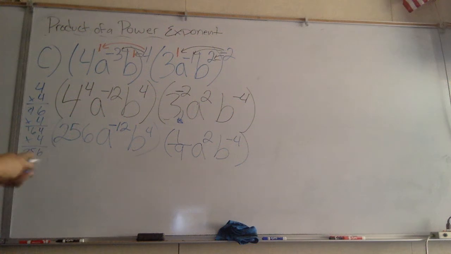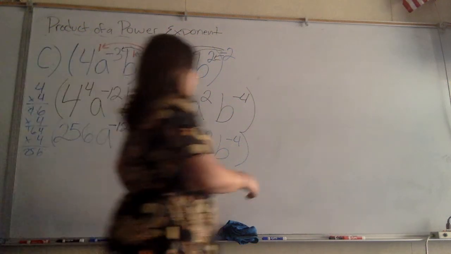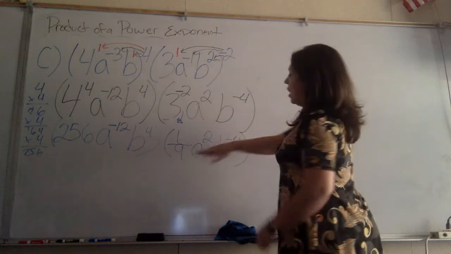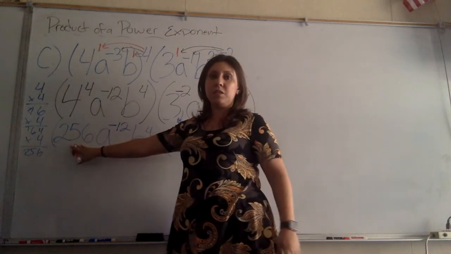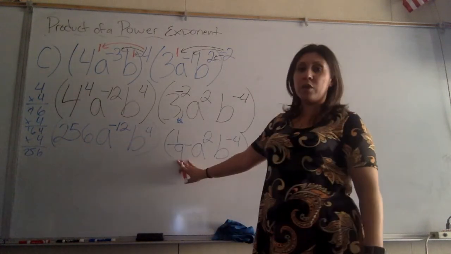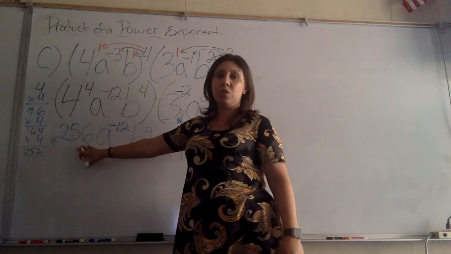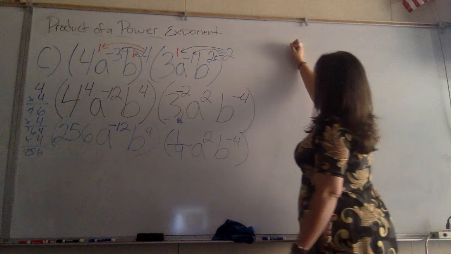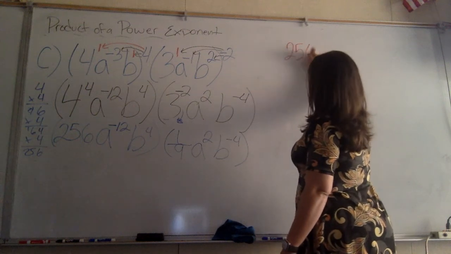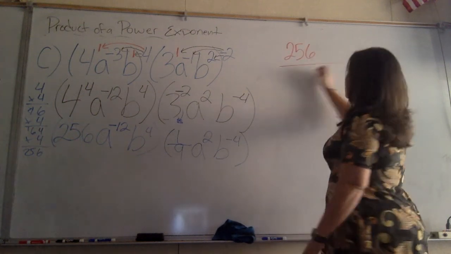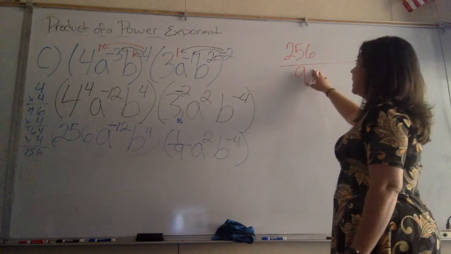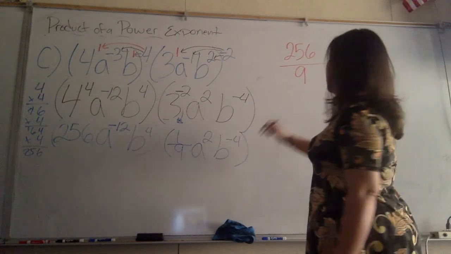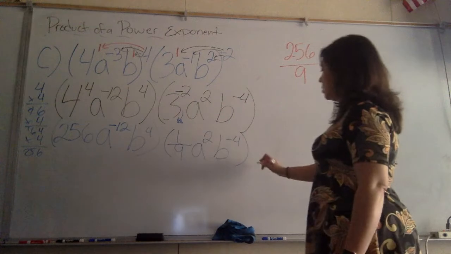All right? So let's finish this off. I have 256, and I have 1 over 9. So 256 is going to be on top and the 9 is going to be on bottom. So we're going to write 256 on top with a 9 on the bottom. At the end, we'll see if anything goes into both. All right? A. Let's do the math down here.